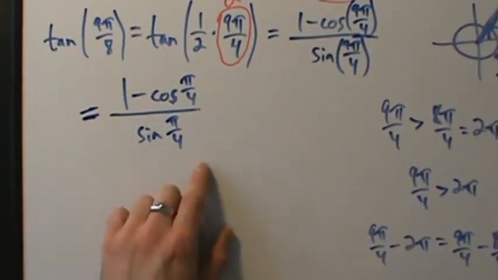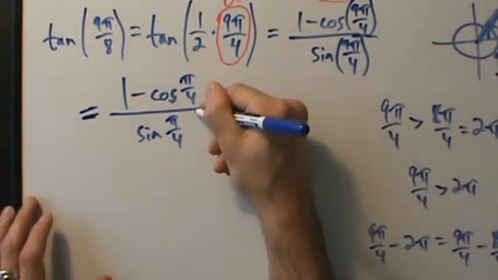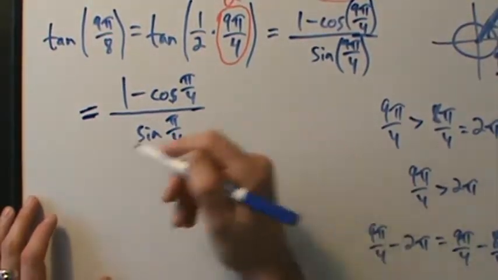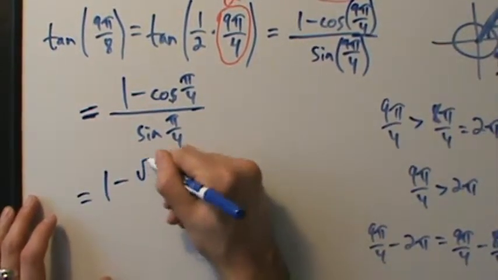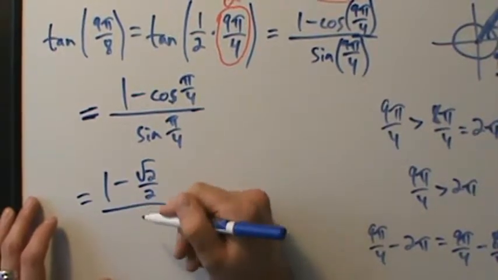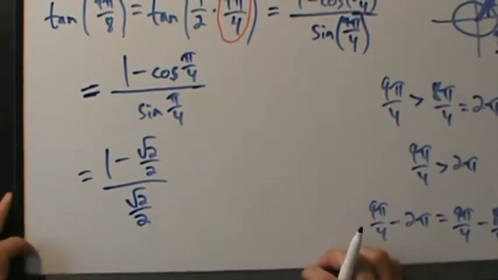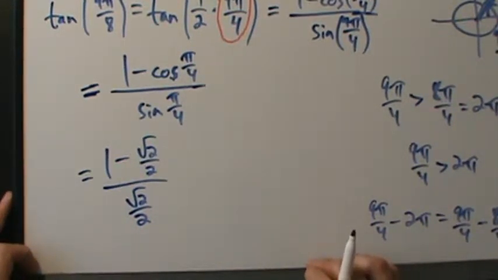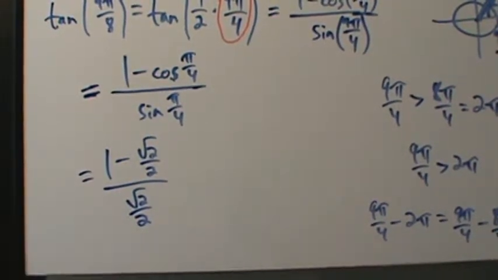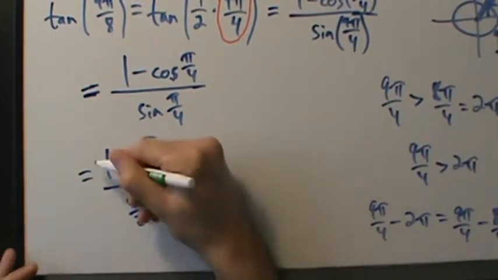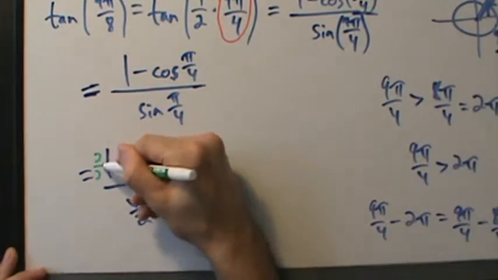Pi over 4 is one of the nice angles on the unit circle that we do know. So then we can just say this equals 1 minus root 2 over 2, all divided by root 2 over 2. Now, for the 1 up here, let's get a common denominator. Let's multiply this by 2 over 2.